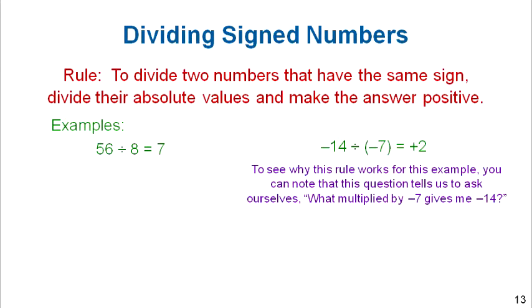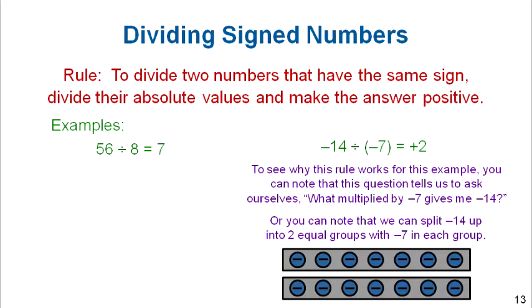To divide negative 14 by negative 7, you can start by noting that 14 divided by 7 is equal to 2, and then, since negative 14 and negative 7 have the same sign, keep the answer positive. To see why this rule works for this example, you can note that this question tells us to ask ourselves, what multiplied by negative 7 gives me negative 14? Or you can note that we can split negative 14 up into 2 equal groups with 7 negatives in each group.